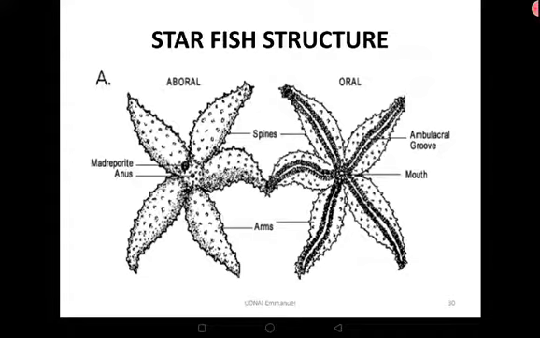Then it has those arms, and then the feet there, you can see. The mouth is usually below, and then the anus is on top. So that is how you can look at them. The anus is located on top, and then the mouth is below, is ventrally located.